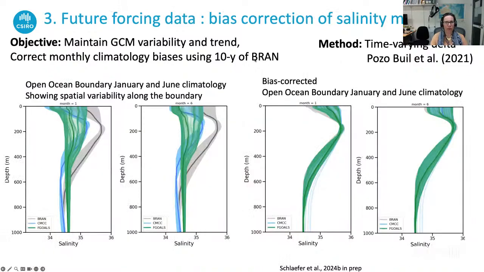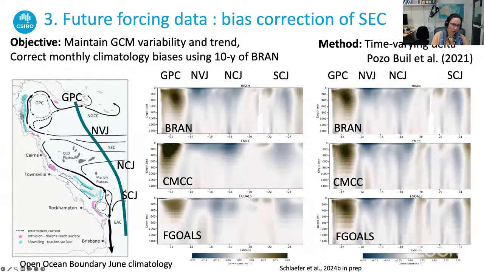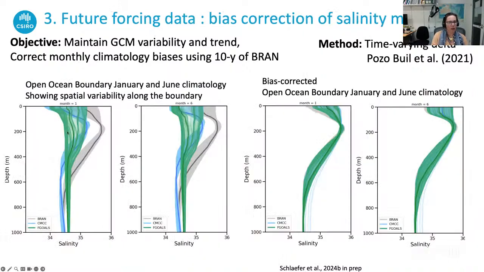We did the same thing for the salinity. So here you've got spatial variability along our boundary, which means that along that boundary, we just plot all the grid cells, all the vertical profiles of salinity along that boundary. You can see the mean position for Brand. There's not a lot of spatial variability, but there was quite a fair bit in the models. That's for January and February. And that's the profile you get when you finish this bias correction, only correcting for the monthly climatology. And again, we were using 10 years.